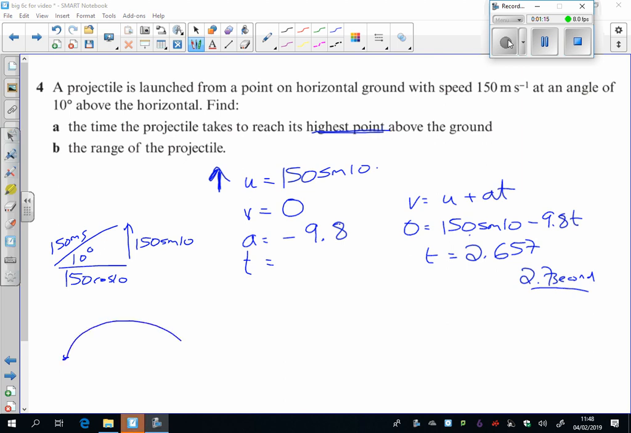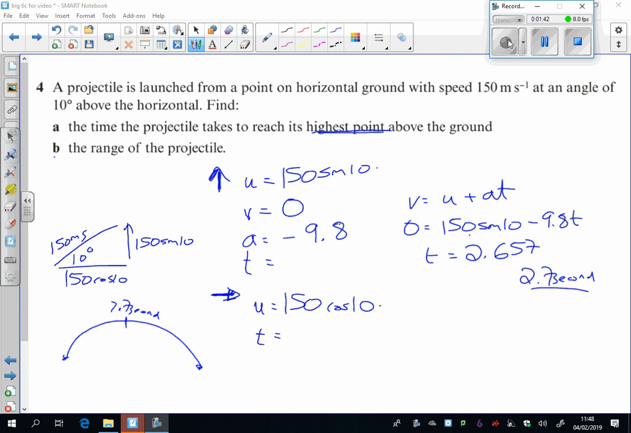It's gone from here down to there, and its highest point here was 2.7 seconds along there. It doesn't ask us what its highest point is, it just says how long does it take to get there. Now for part B, we now need to go along, and along, we know the initial velocity is 150 cos 10.